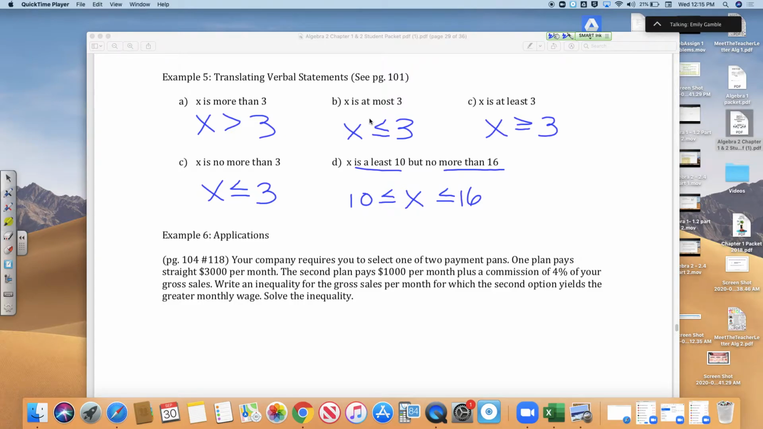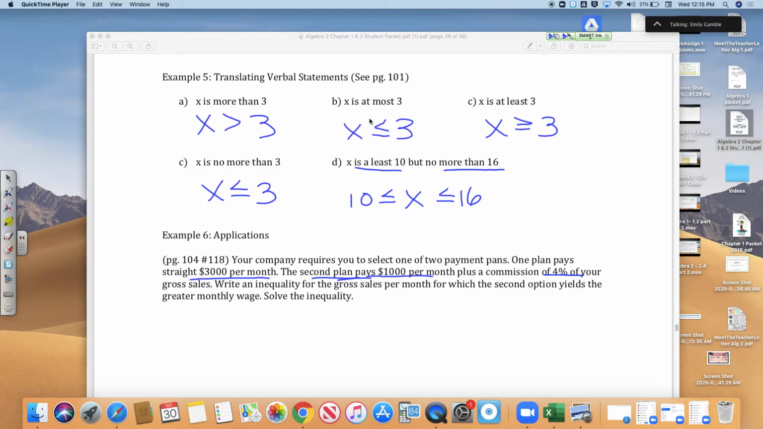All right, now to your favorite, applications. So your company requires you to select one of two payment plans. One plan pays straight $3,000 per month. The second plan pays $1,000 per month plus a commission of 4% of your gross sales. Write an inequality for the gross sales per month for which the second option yields a greater monthly wage. So the second option is this one right here. And we are trying to find the amount of sales where the second one would be greater.